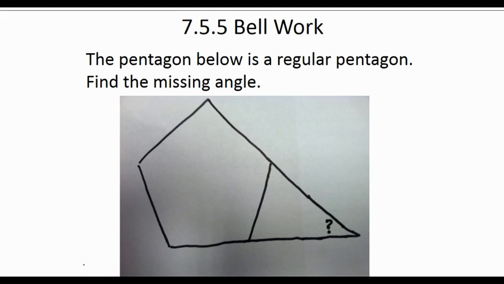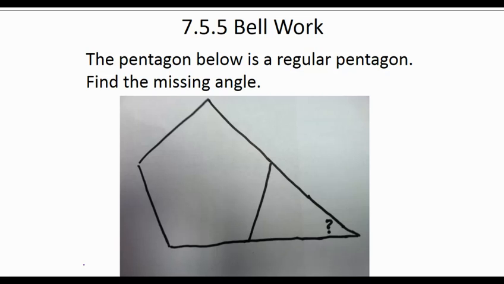All right, so let's do a bell work question before we get into the lesson. The question says the pentagon below is a regular pentagon. Find the missing angle. So we look at this, we can see we have a regular pentagon with a triangle attached to the right of it, and we need to find the question mark. How are we supposed to find this missing angle when we don't even have any numbers on this problem?